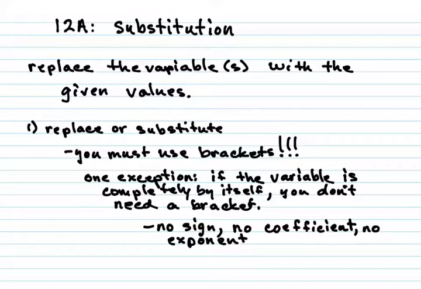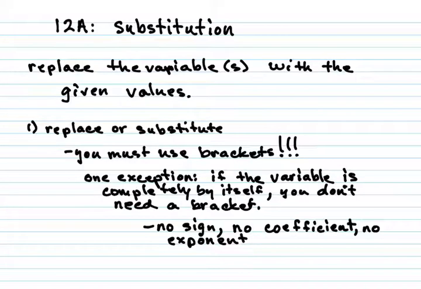So it can't have any of those pieces of a term and be the exception. If it has any of them, then you have to use a bracket. Okay? So if it was just plain old x, I don't need a bracket. But if it's 4x, I must have a bracket. If it's negative x, I must have a bracket. If it's x squared, I must have a bracket. So do you see the difference there? You have to have a bracket if it has any other term.